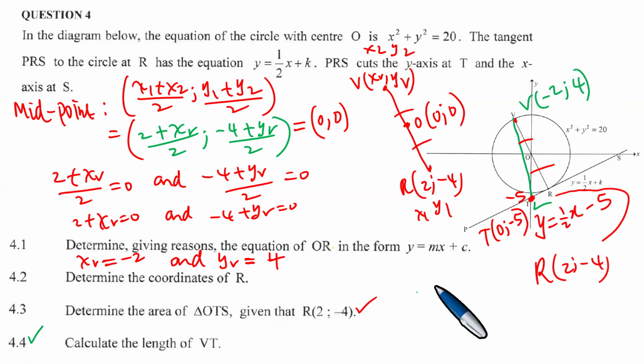This is awesome stuff. You can easily find the coordinates of V either way without even a calculation, and this is a very strong observation. If the coordinates of R are 2 and minus 4, and these are on the same line that passes through the origin, you can view this as a rotation. You can rotate OR about the origin, and it will become the point V whose coordinates are minus 2 and 4.